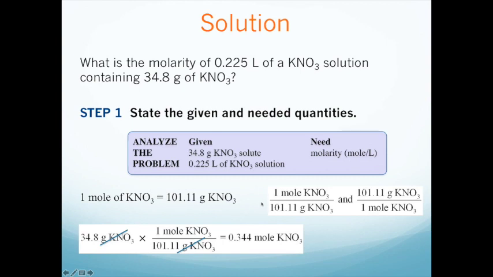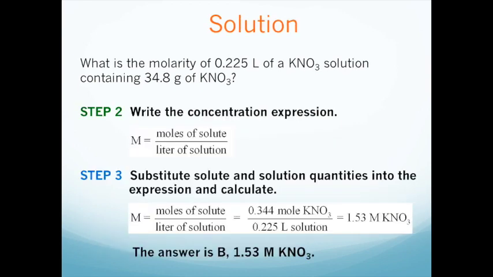And we can set up our conversion factors here, and we set up our equation. Then we have 34.8 grams of potassium nitrate, and we divide by 101.11 grams per mole, and this gives us 0.344 moles. And then we set up our equation, divide moles by liters, and in this case 0.344 divided by 0.225 is equal to 1.53 molar. So that answer is B.